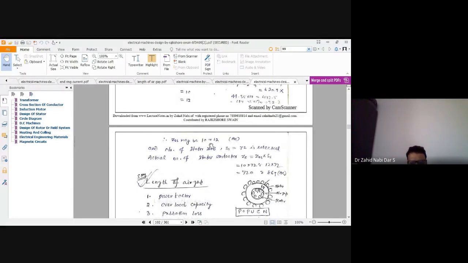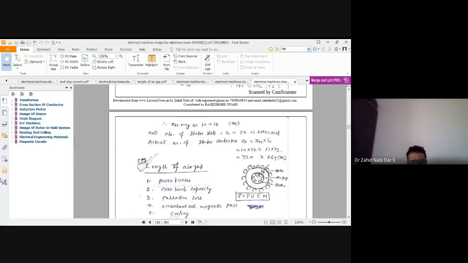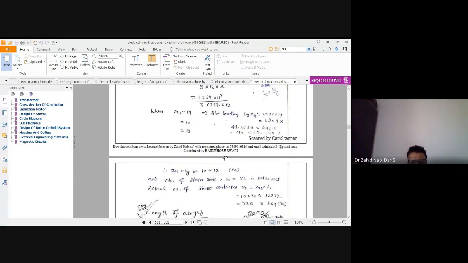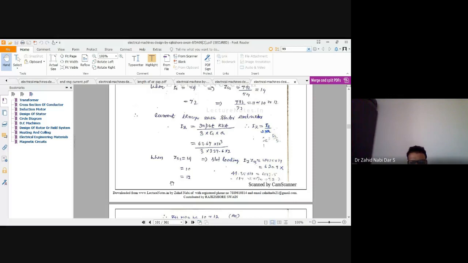Here he has not solved the entire problem. You have just copied that problem. The actual number of stator slots, what he is telling is that this happens to be 12 into 72 or 10 into 72. So 720 and 869. So here the problem ends. Basically he has not solved the problem.